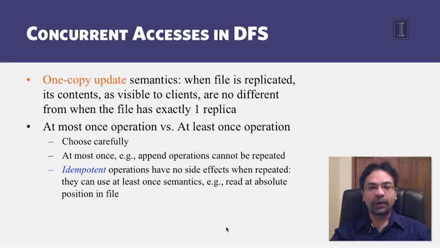If you choose at most once for a particular operation, you need to make sure that those operations are not repeated. For instance, append operations are okay with at most once because those are not repeated. Right? You don't want to repeat appending the same piece of information to a file multiple times. However, some operations can be repeated multiple times without any side effects. These are known as idempotent operations. For instance, reading a file at an absolute position or an absolute offset within the file is an idempotent operation, and no matter whether you do it one time or a million times, you're going to return the same result as long as the file doesn't change. So operations that are idempotent can be used with at least once semantics.